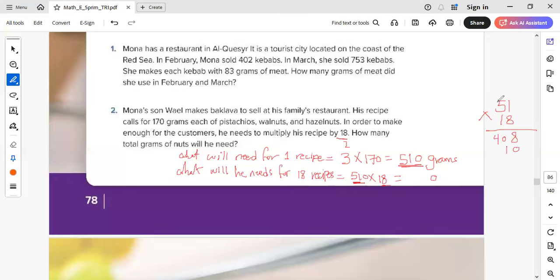1 times 1 equals 1, and 5 multiplied by 1 equals 5. So we add them now. 8 plus 0 equals 8. 0 plus 1 equals 1. 4 plus 5 equals 9. So the result will be 9,180 grams. Okay, so now we have finished question number 2. Let's go to problem number 3.